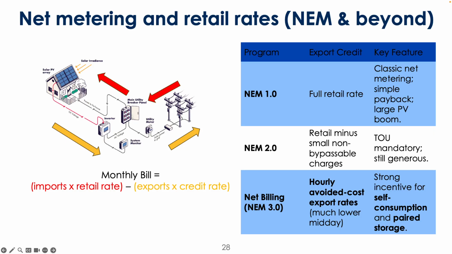Yep, so, refresher, we've talked about this. NEM 1.0, full retail rate, you just pay back based on the rates. NEM 2.0 has non-bypassable charges to help mitigate some of the fixed costs effects getting sucked out in the volumetric charges. But generally speaking, the rates are pretty generous still in NEM 2.0. And then NEM 3.0, you get much lower export rates, much stronger incentive for self-consumption.